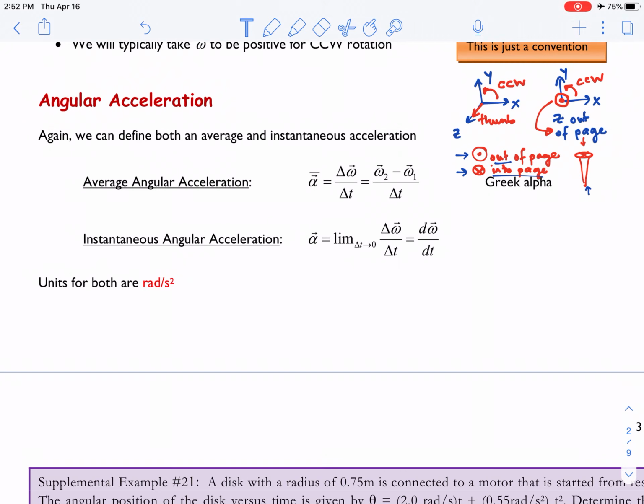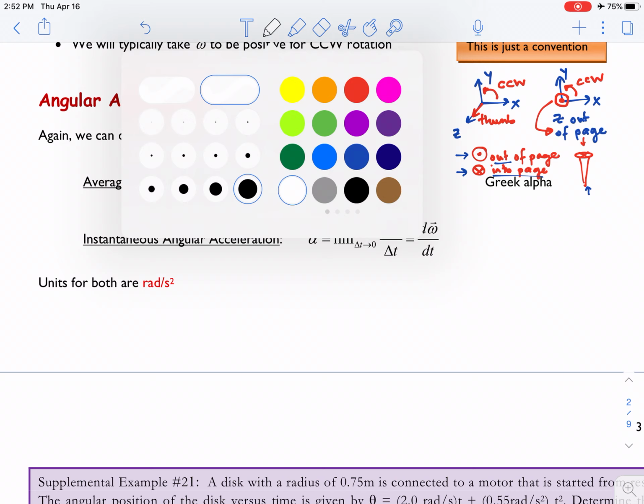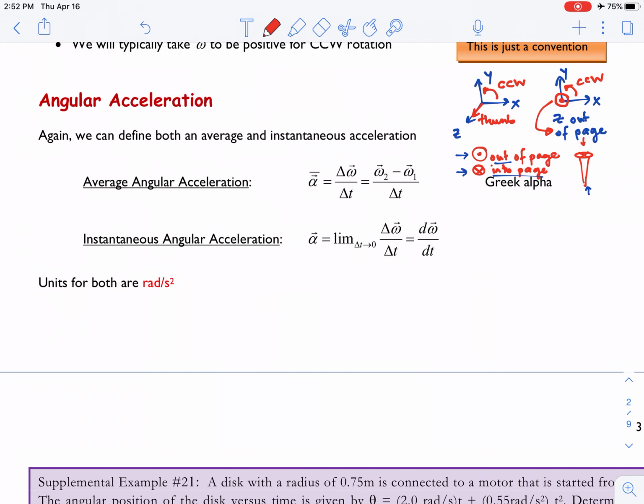Okay, now we're going to talk about angular acceleration. That's the third descriptor we had. And again, we're just adding angular so that it is for the rotational motion. We are going to use what we learned before. And first of all, we can define both average and instantaneous acceleration, just like we did with the linear motion.